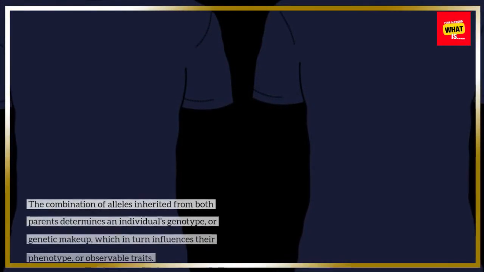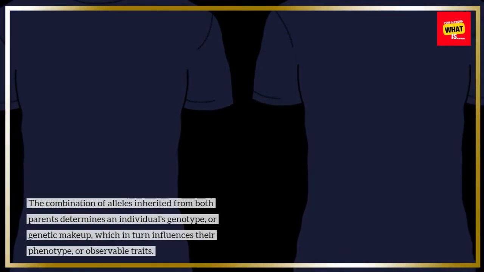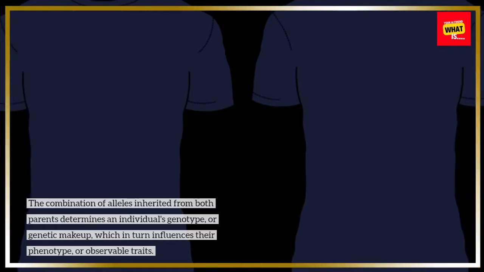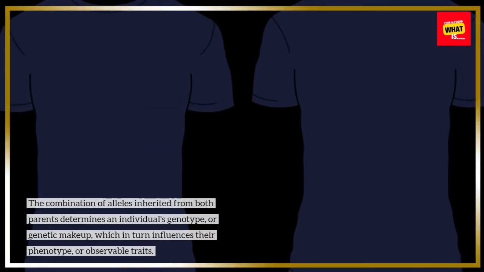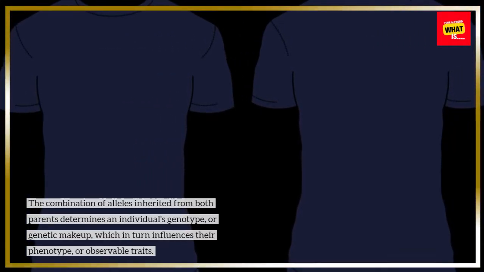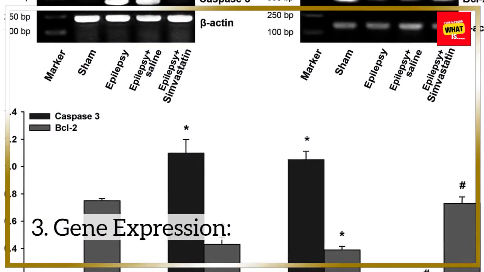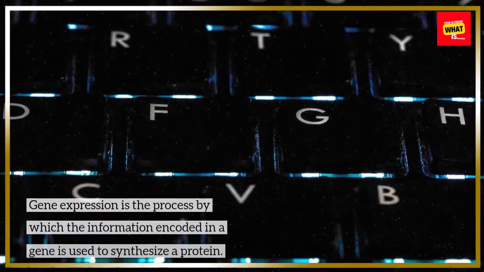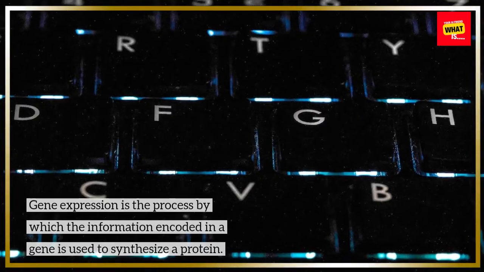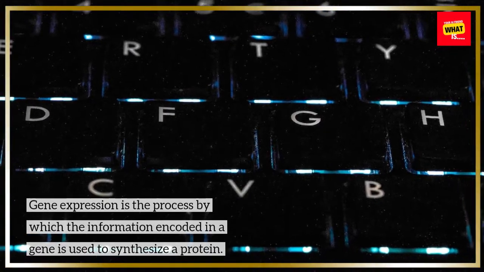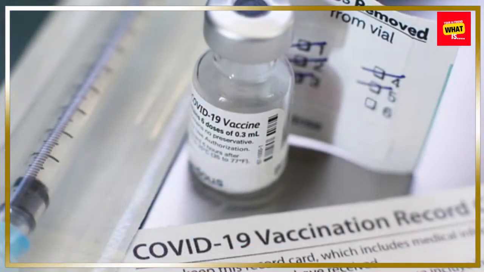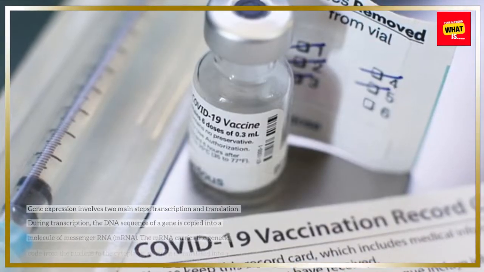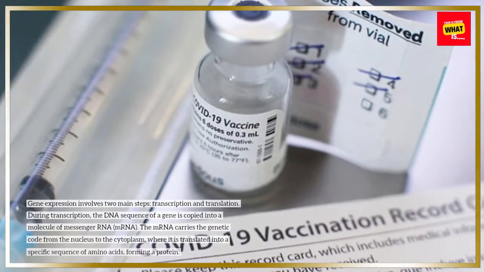The combination of alleles inherited from both parents determines an individual's genotype, or genetic makeup, which in turn influences their phenotype, or observable traits. 3. Gene expression. Gene expression is the process by which the information encoded in a gene is used to synthesize a protein. Gene expression involves two main steps: transcription and translation.